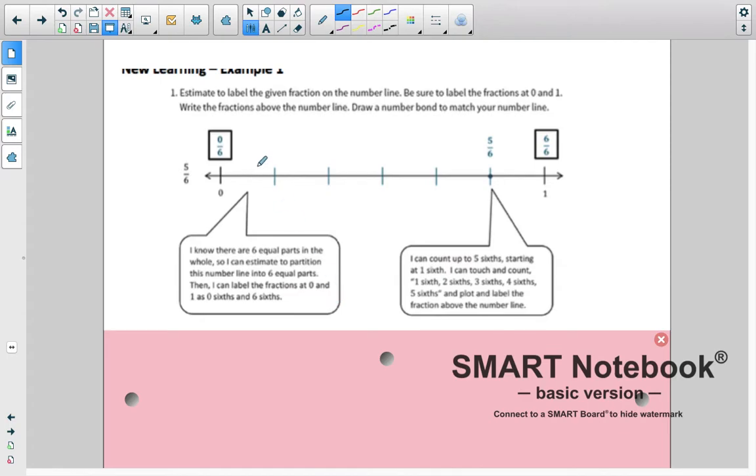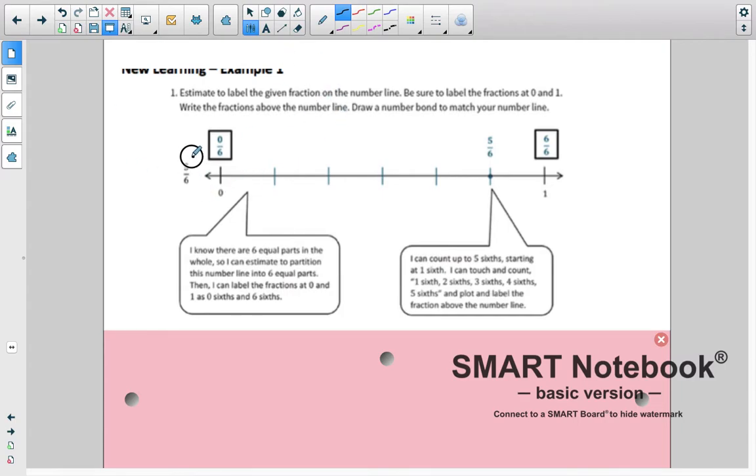So it says, number 1, estimate to label the given fraction on the number line. Be sure to label the fractions at 0 and 1. Write the fractions above the number line. Draw a number bond to match your number line. So we're going to look at this part first, because this is a lot of words to wrap around your brain.